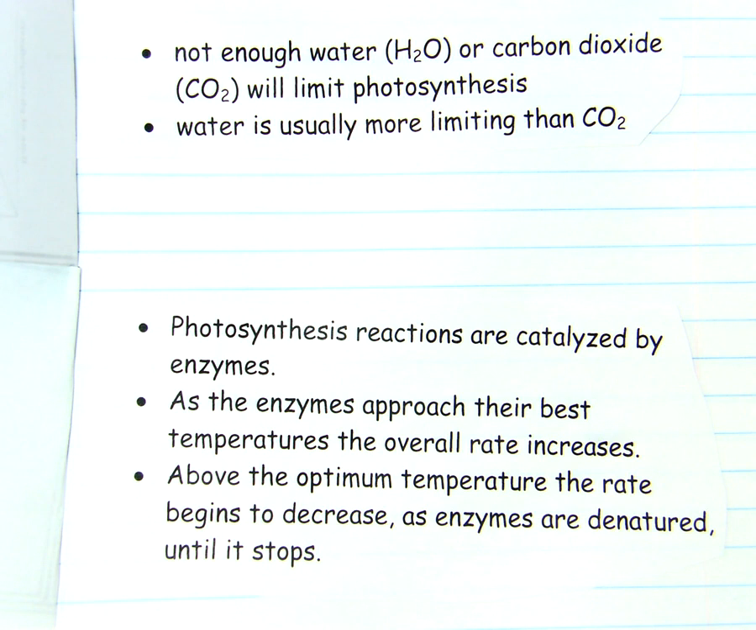Above optimum temperature, if it gets too hot, the rate begins to decrease as the enzymes are denatured. So the enzymes change their shape until it stops.